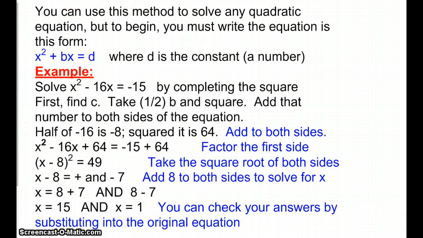You can use this method to solve any quadratic equation, but to begin, you always have to write the equation in this form: x squared plus bx, and set it equal to d. You have to put the constant on the other side. Because remember, we can't just add a c and not change the expression. Okay? It's fine that we can calculate a c, and we did that already, and that was great. But now we're working with equations, and if you're going to add something to one side, you have to add it to the other. So look at this example.